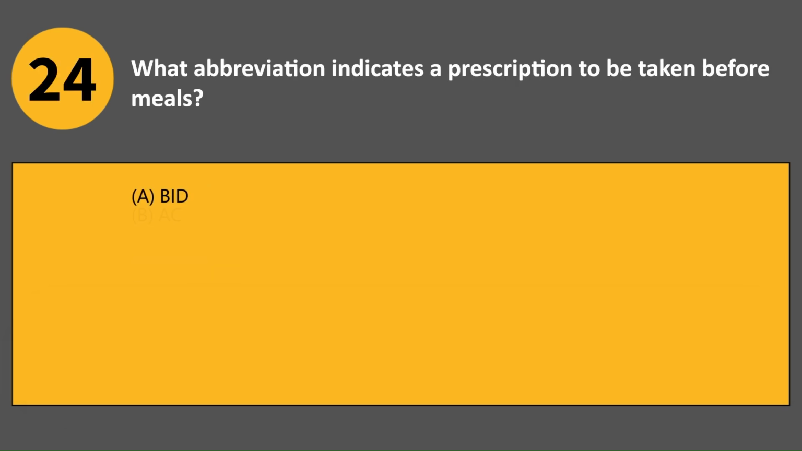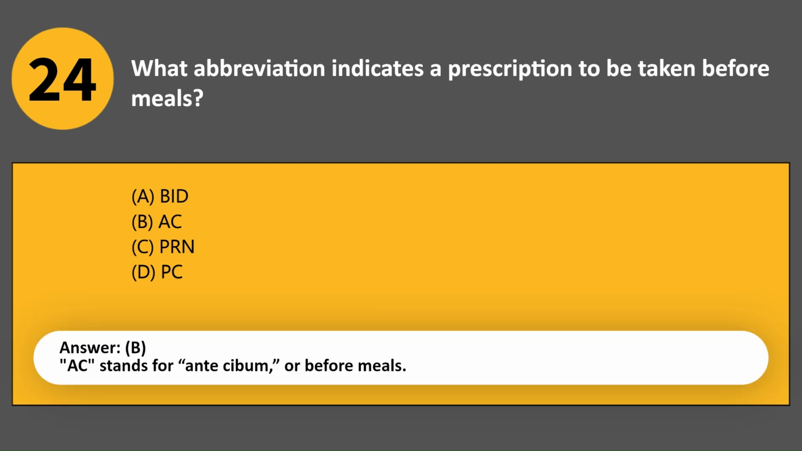What abbreviation indicates a prescription to be taken before meals? A. BID. B. AC. C. PRN. D. PC. Answer, B. AC stands for ante cibum, or before meals.